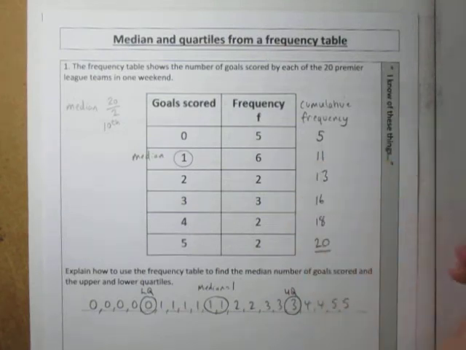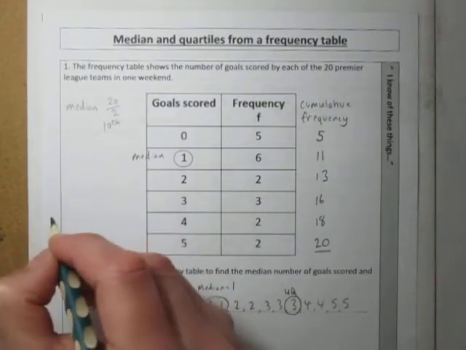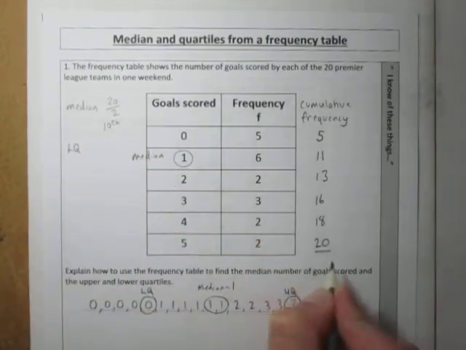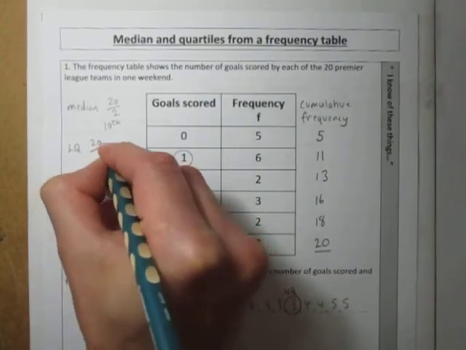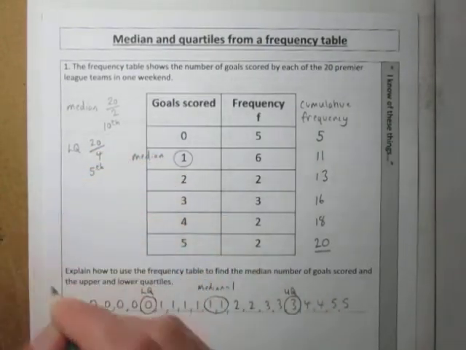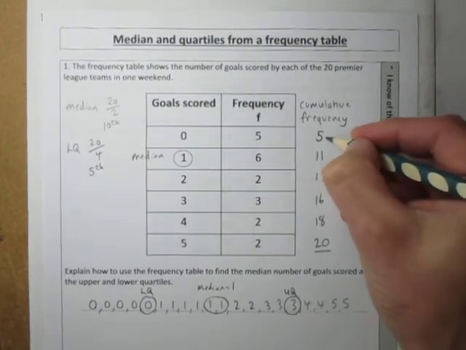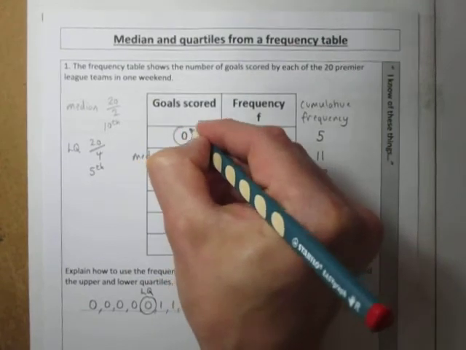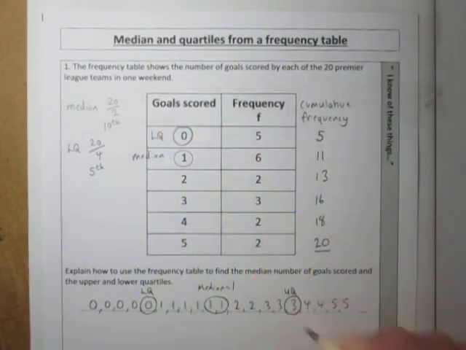So let's do a similar sort of thing now for the quartiles. Let's start off with the lower quartile. Well, we're going to take the 20 values that we've got, and this time we're going to divide by 4, and that tells me that the lower quartile will be the 5th value. So where does the 5th value lie? Well, the first 5 values lie here. The 5th one is in this particular group here, which tells me that this must be the lower quartile.